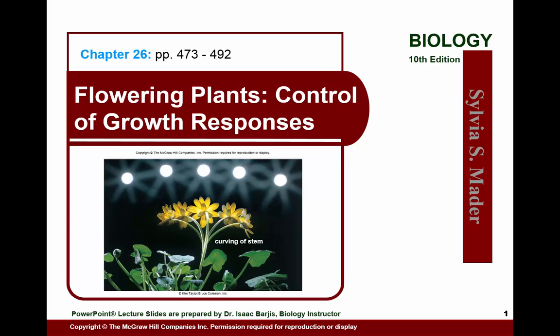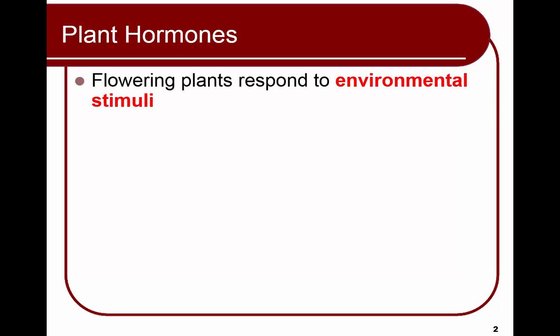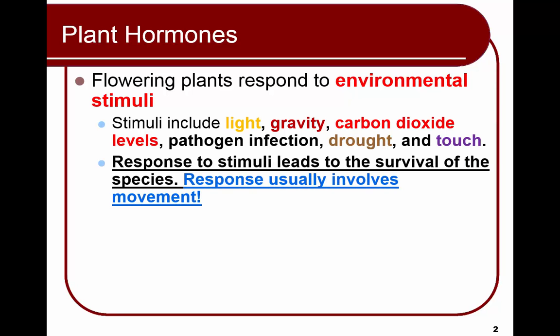Okay, chapter 26 talks about how plants respond to different stimuli. And we're going to start out talking about plant hormones. The stimulus that they can respond to can be anything from light to gravity to carbon dioxide levels to drought to touch or even pathogen infections. And the response is going to lead to survival of the species because the response is going to involve movement.